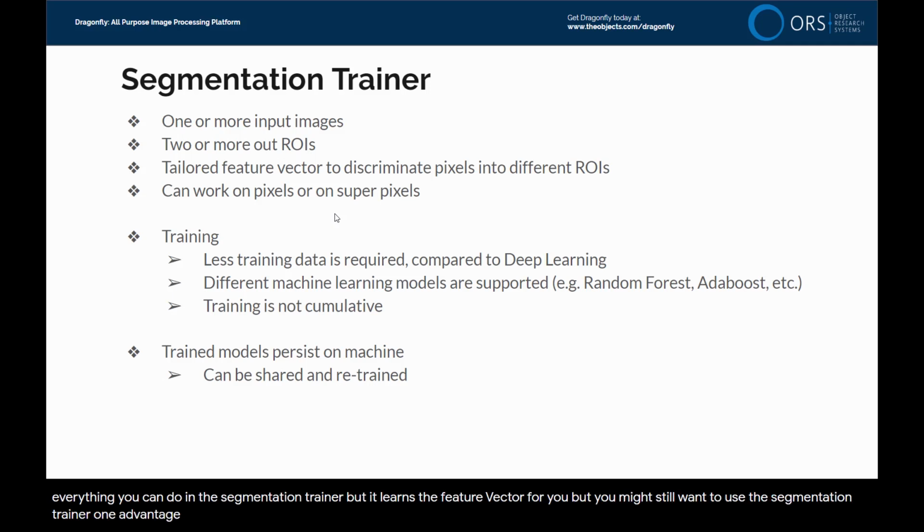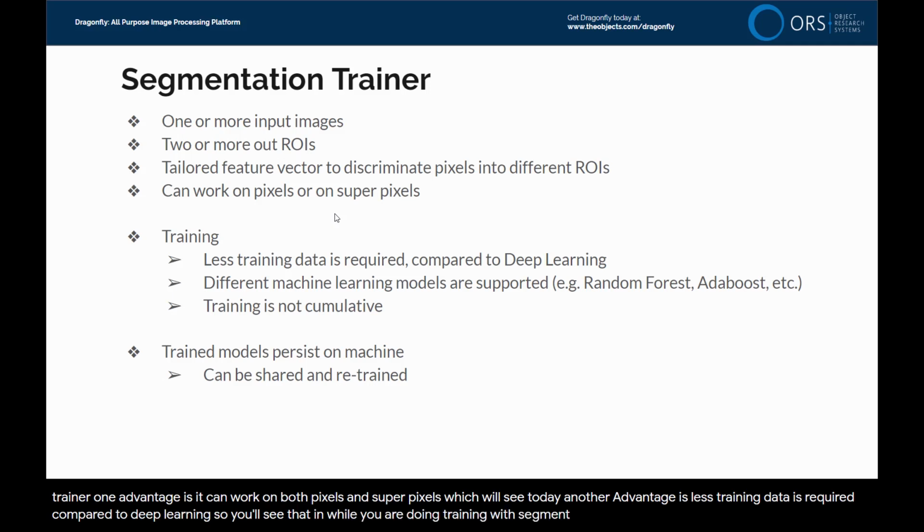One advantage is it can work on both pixels and superpixels, which we'll see today. Another advantage is less training data is required compared to deep learning. So you'll see that while you are doing training with Segmentation Trainer, you have different machine learning models that are supported, for example, Random Forest, Adaboost, and others.